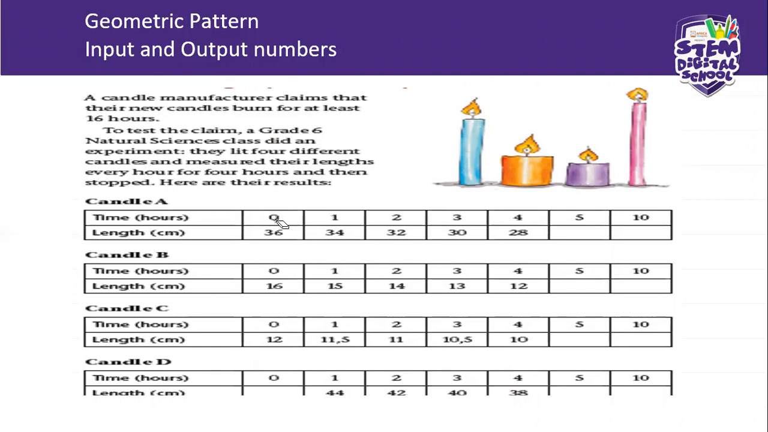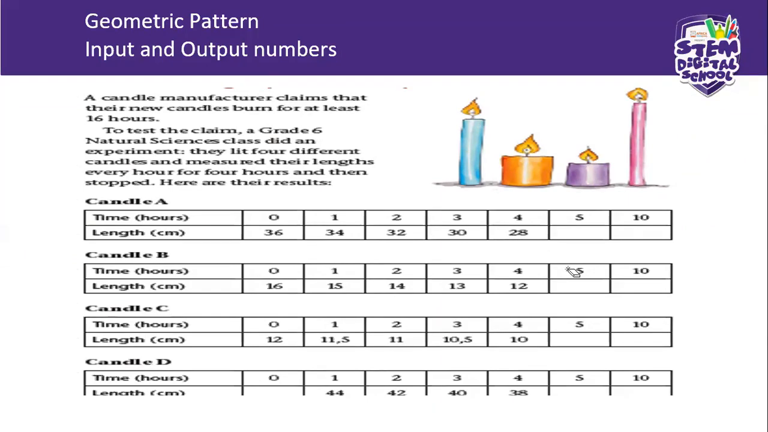So when it starts here at 0, it means this candle was 36 centimeters long before you even put on the matches. This candle was 16 centimeters long. This candle was 12 centimeters long. So how long was candle D before you decided to put on the matches? It was 46 centimeters long. Then you put on the matches, and it lost 2 centimeters, 2 centimeters, 2 centimeters as we go along.